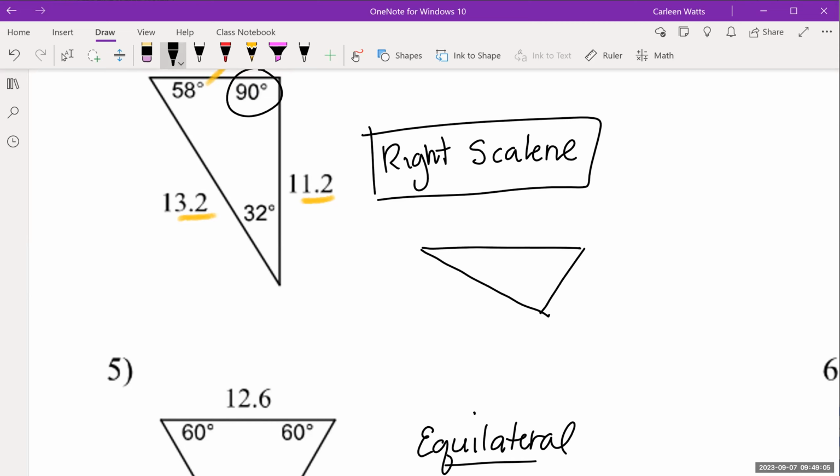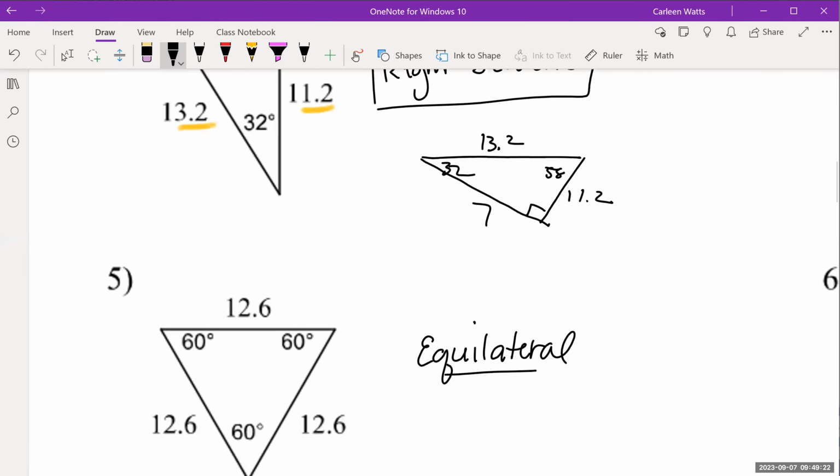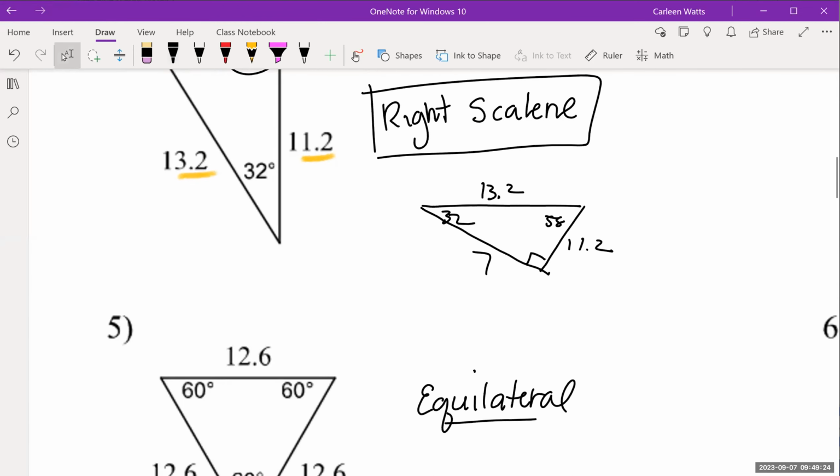Now, I could say 90. I could also put a little box. Yeah, let's say that this was 32, 58, 11.2, 13.2, and whatever this is, 7. Notice this one's also right scalene. Anywhere in the triangle, there exists a right angle. So, good question.